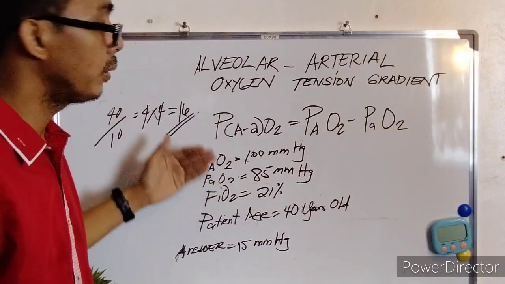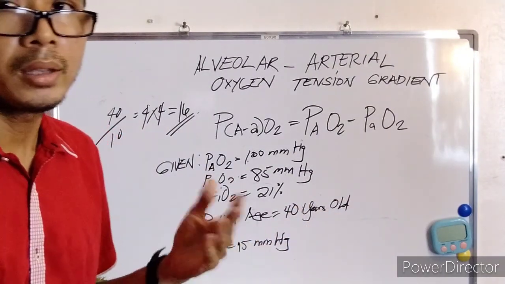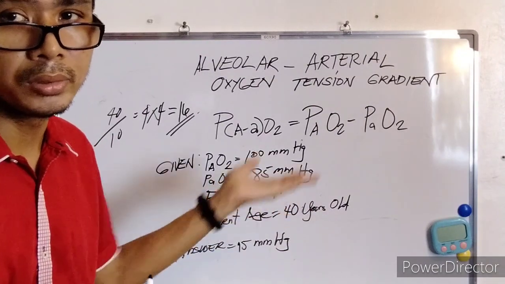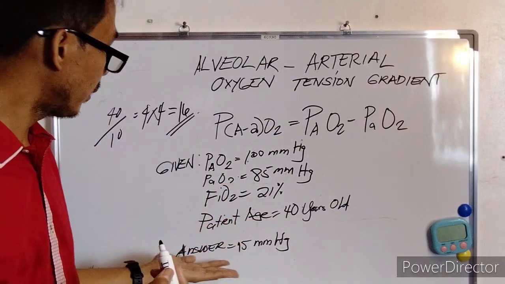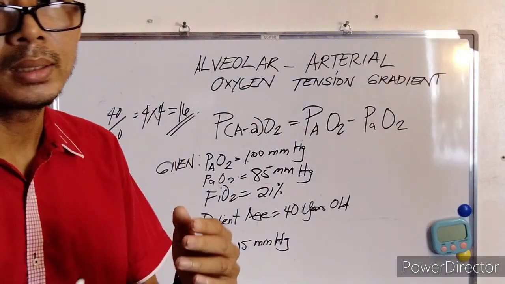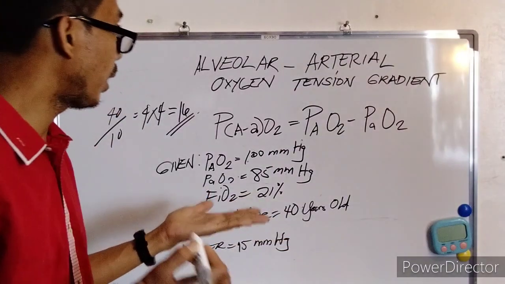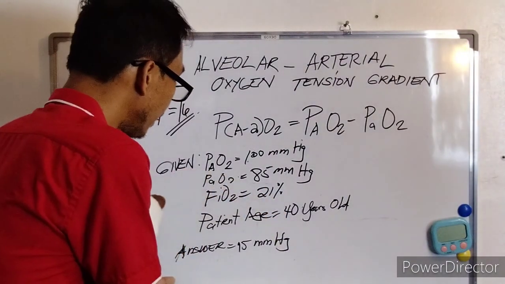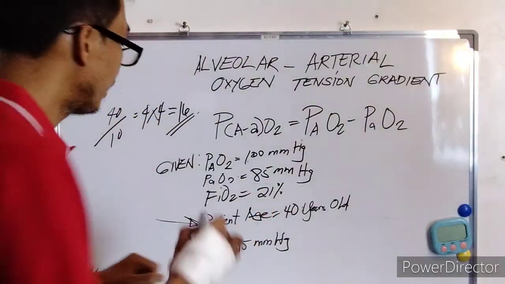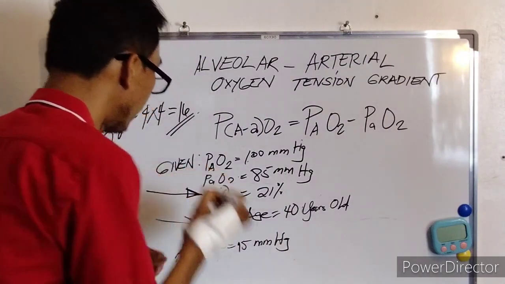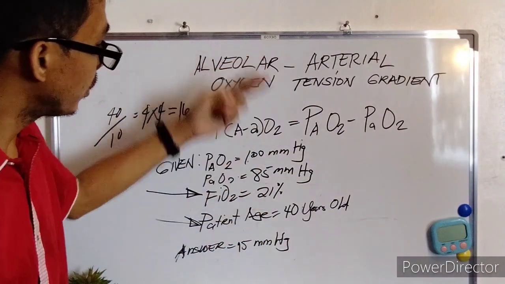So this is given. What you're going to do with the equation is substitute the figures given, then shortcut, so you derive the answer of 15 millimeters of mercury. What is very important in solving the alveolar arterial pressure gradient is first your patient's age, and second, the FiO2. That's very simple. So to avoid erroneous results or confusion, after computation, consider the patient's age.